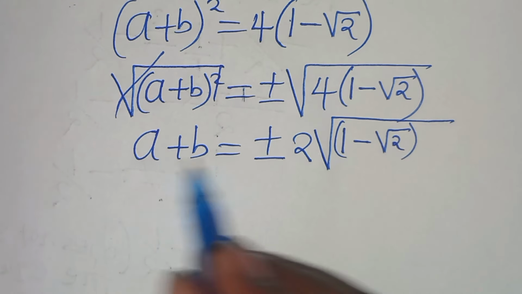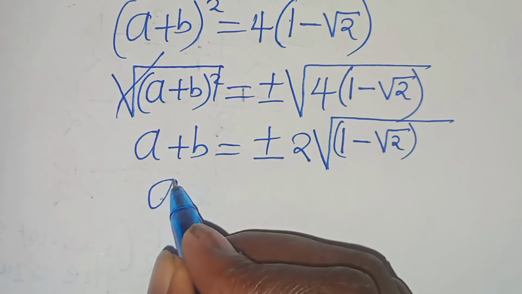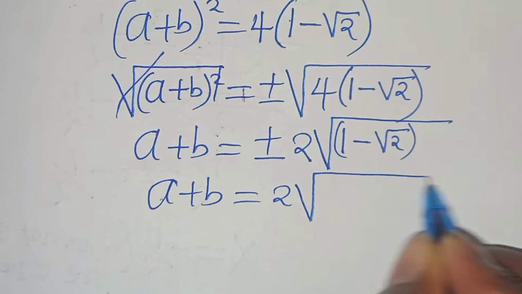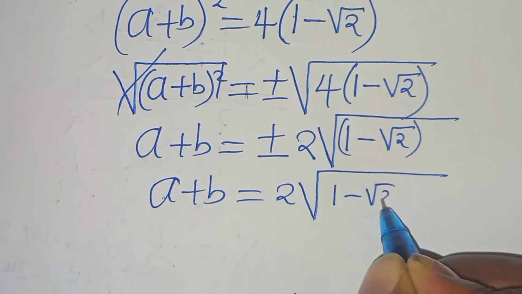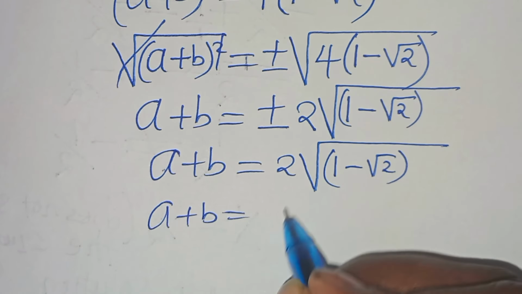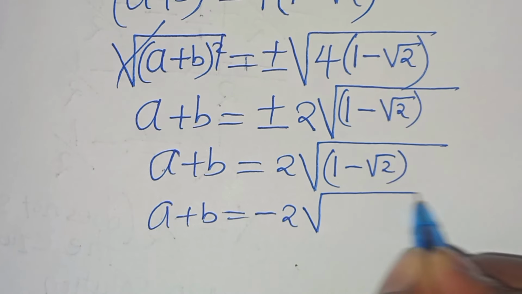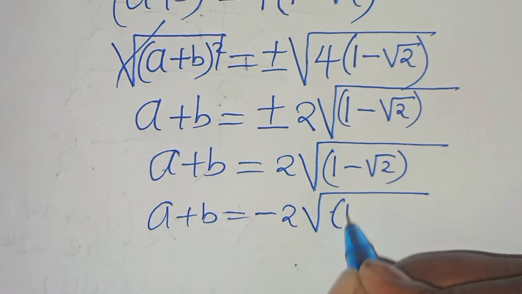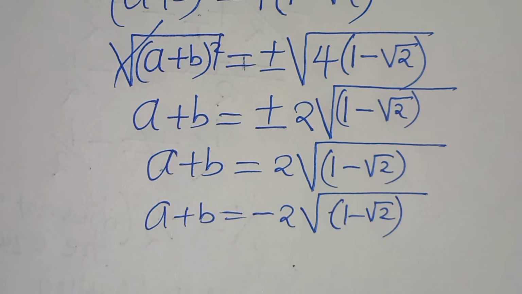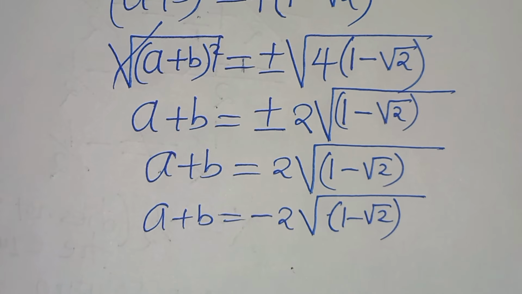So this implies again we have two values of a plus b. We have a plus b equal to 2 square root of 1 minus root 2. And we have that a plus b is equal to minus 2 square root of 1 minus root 2. So this implies we have four values, or four solutions, for a plus b.